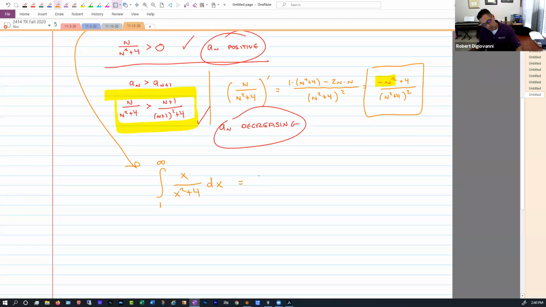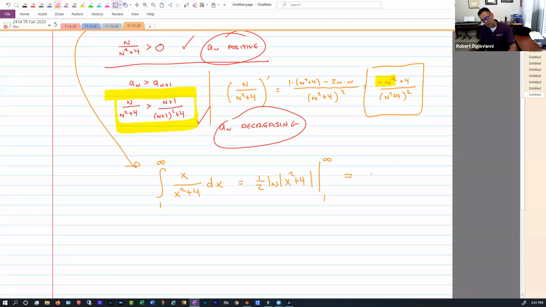I'm not going to go through it, but it turns out to be the natural log of x squared plus 4. And we want to evaluate that from 1 to infinity. Now, I know that's weird because this is an improper integral, so we're supposed to do a limit here, but let's just think through this. What would happen if I plug infinity into this? It'd become infinite, wouldn't it? Plug 1 in, it would give you a number.